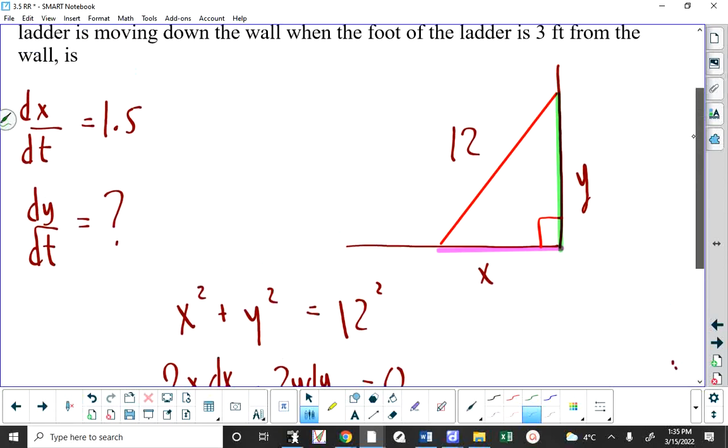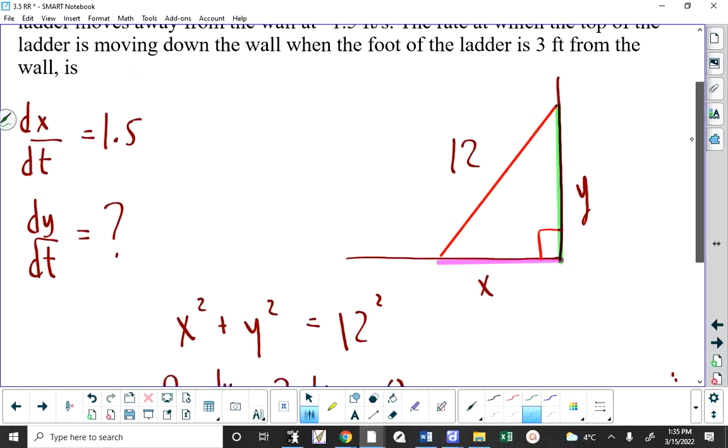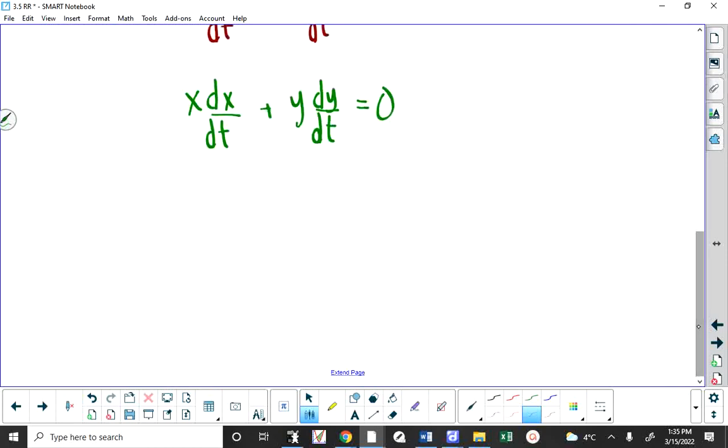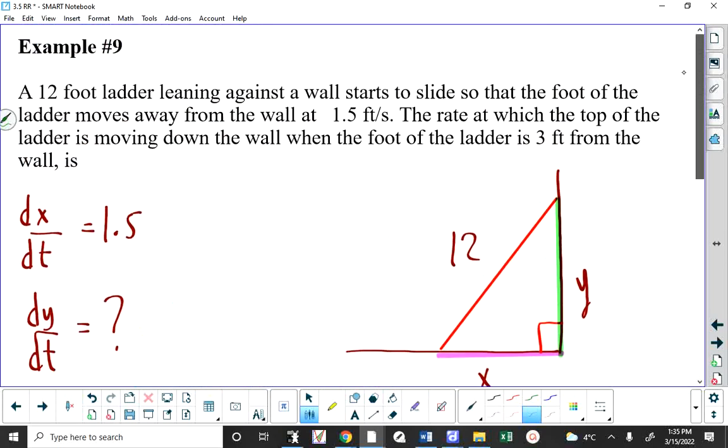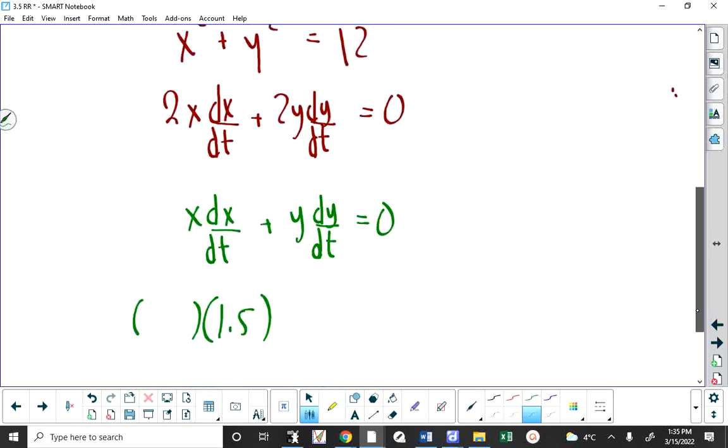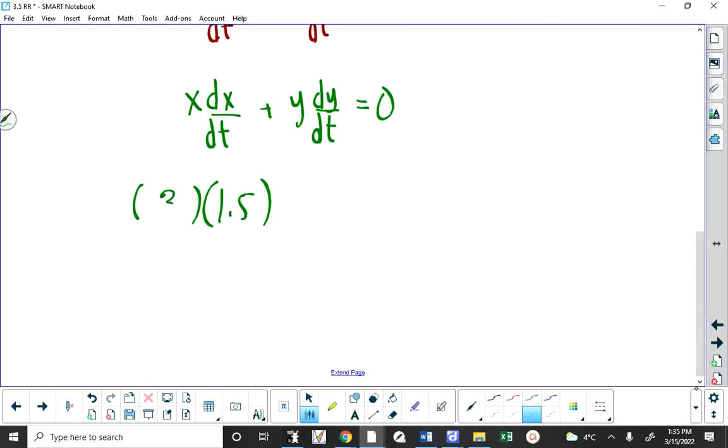dx dt, we know dx dt, it's 1.5. So I can put 1.5 in for dx dt. What am I going to put for x? Let's see, when the foot of the ladder is 3 feet from the wall. So I'm going to put 3 in for x, plus y times dy dt. Well, dy dt is what we're after, so I'm just going to leave it as dy dt.